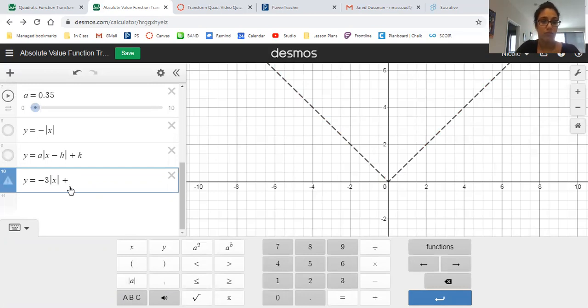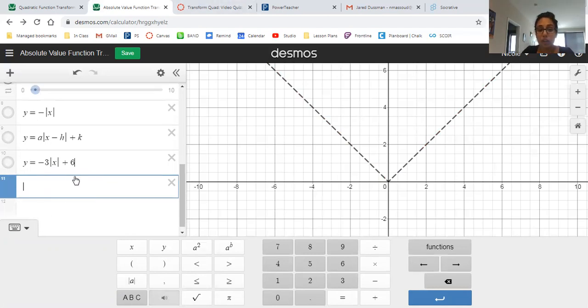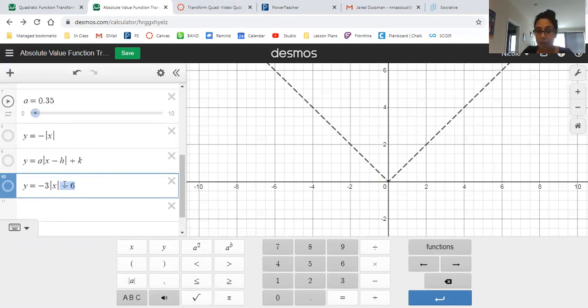Plus 6. Let's do that. So we know it's going to go up 6. It's not going right or left, so it's staying on the y-axis. It is going to become skinnier from that, right? It's going to be a vertical stretch. It's going to get skinnier. And then it's going to be upside down. So let's look at it. It should be up here at 6, skinnier and upside down.